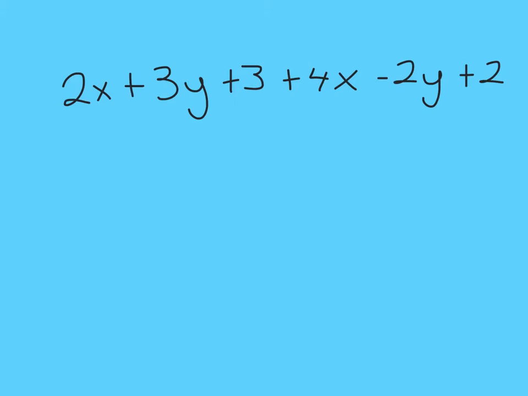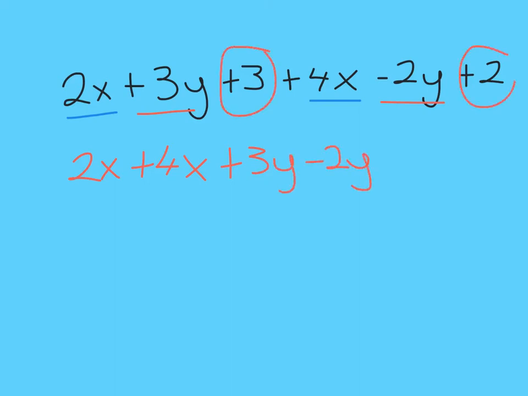First of all, we start off by rearranging them. So we can look at 2x and 4x. We have 3 plus 3y minus 2y. And plus 3 plus 2. Now we can start to add and subtract these terms.